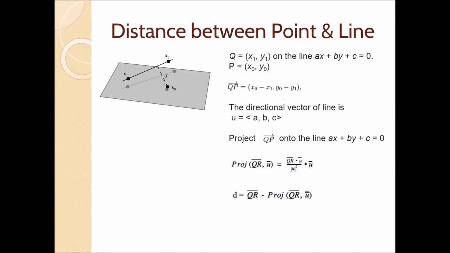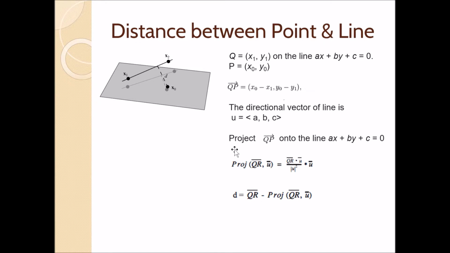Now we're going to do distance between a point and a line. We have point Q here, which is on the line Ax plus By plus C. And then we also have point P, which is not on the line. We're going to find the vector between the point and the line. The directional vector in this case we will call U, and the vector U is A, B, and C.